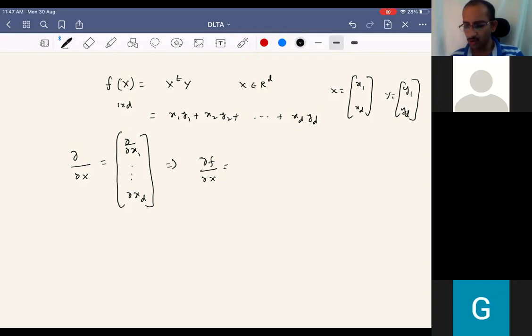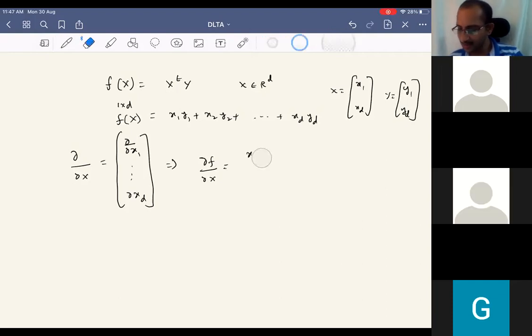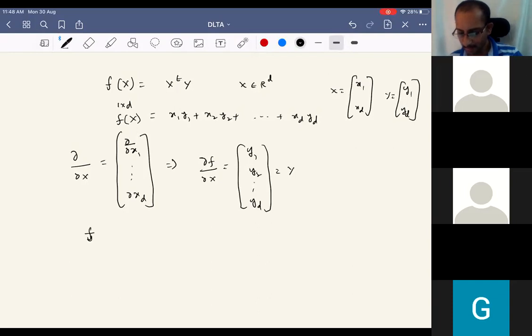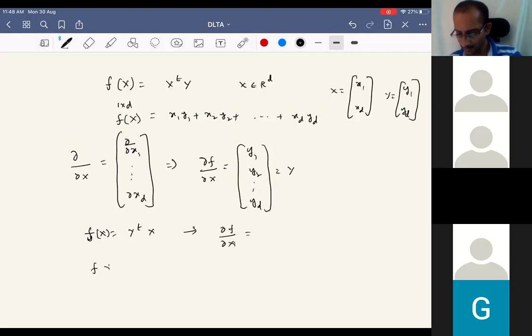What's the answer now? Hope you know very well. If I do dou by dou x1 for f of x here, what do I get? Dou by dou x1 of x1 y1, sorry, what should I get? Y1. So y1 and y2 and so on, up to yd, and the answer in vector form is y. The same thing happens even if I consider f of x as y transpose x. In this case, what is the derivative dou f by dou x? Can one of you quickly tell? It is y itself.